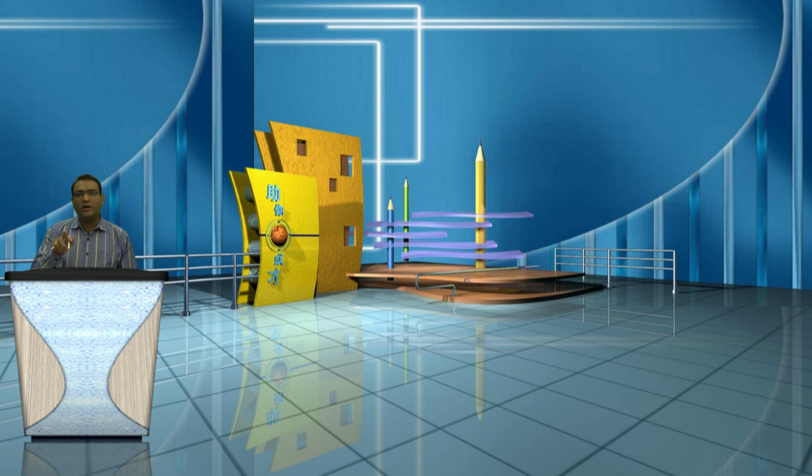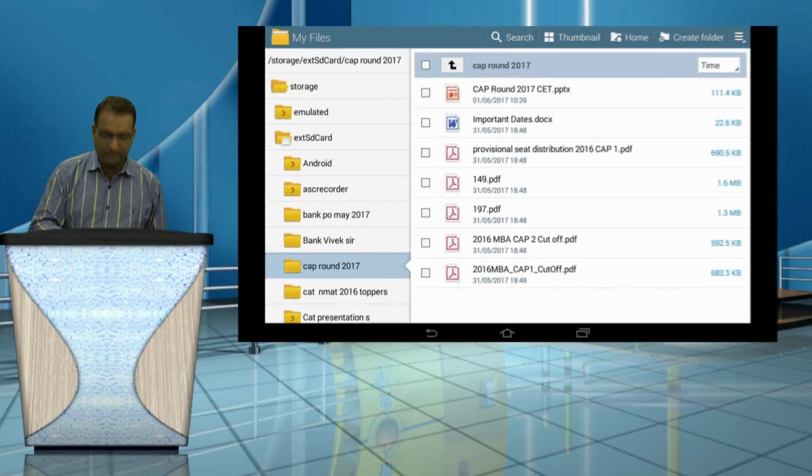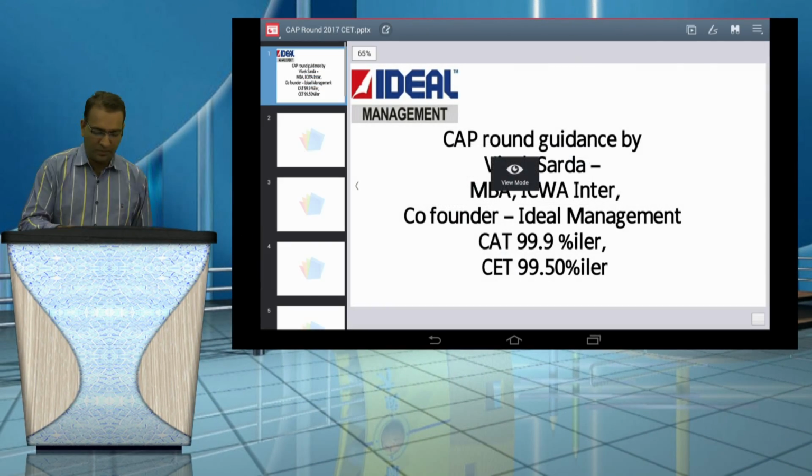How the CAP round works and what you guys should do is very important right now. And please understand, in the last 3-4 years, the process has changed. The introduction of freeze, float, and slide options, and you cannot change your options of colleges, and this year you can, and all those things. So we'll be discussing everything. Let us start straight away.